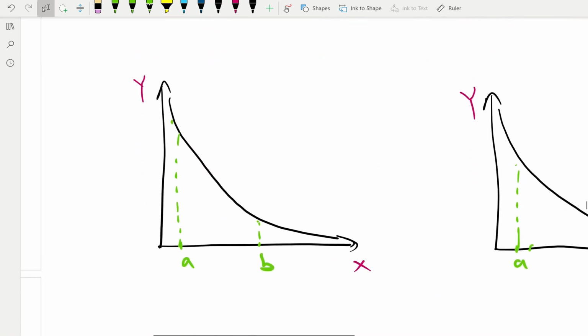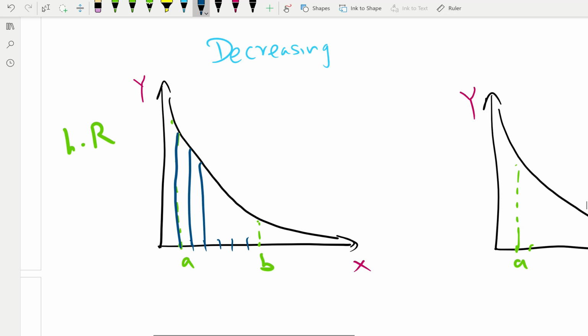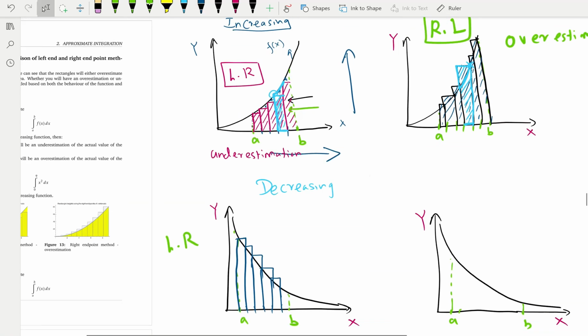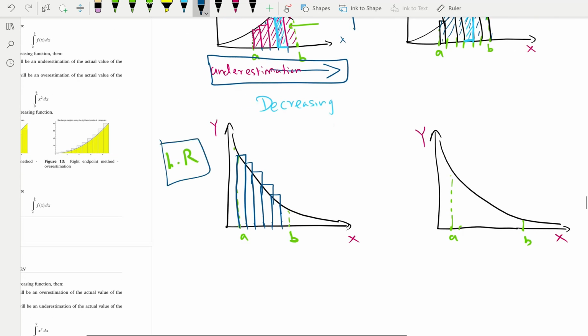Alright, let's flip that. How about a strictly decreasing function? I guess you can probably predict it. Let's use the left endpoint rule. Let's create the subintervals and connect the leftmost point with the graph. If we create the rectangles, as you guessed, we get an overestimation, the exact opposite of what happened with increasing functions. In increasing functions, the left endpoint rule gives an underestimation. In a decreasing function, the left endpoint rule gives an overestimation.